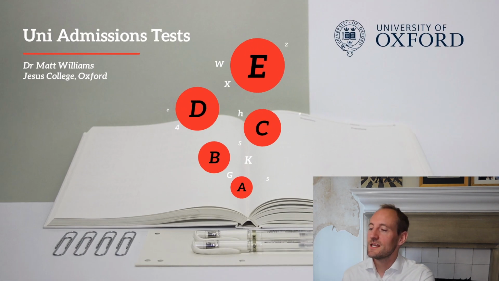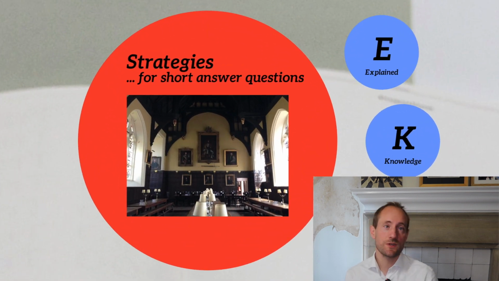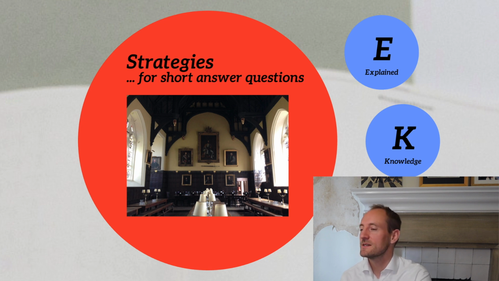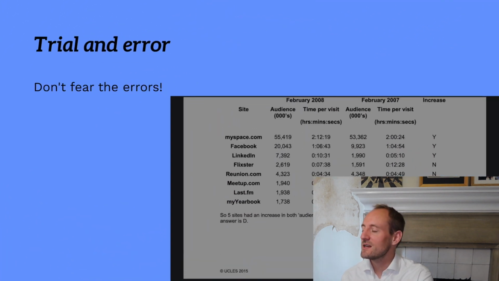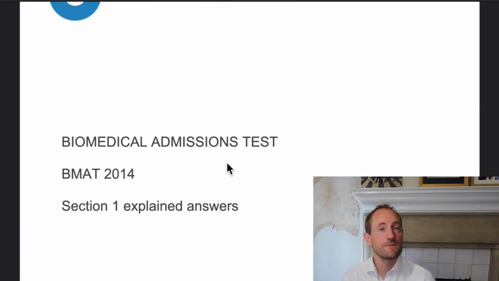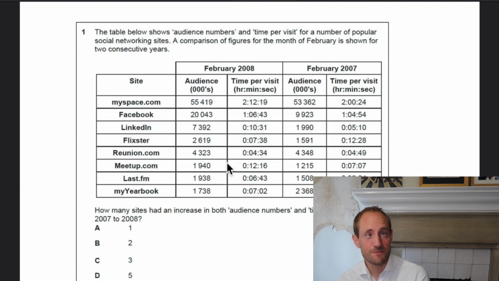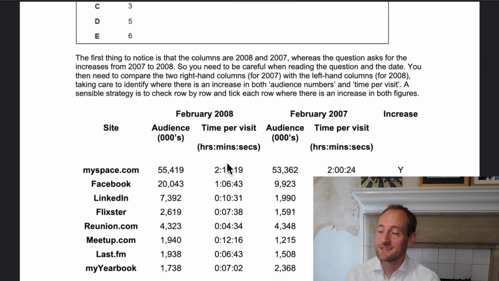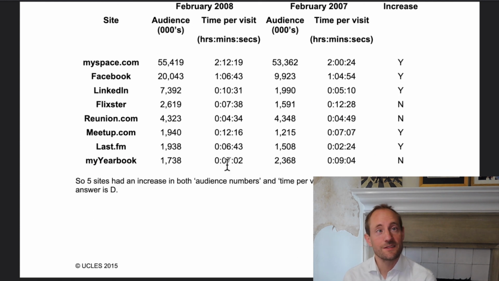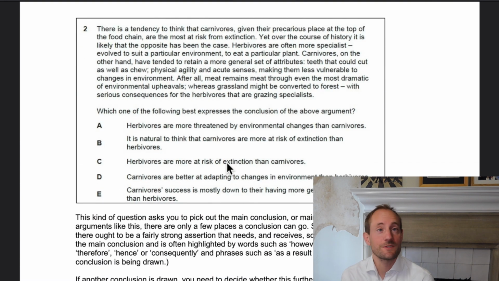Okay, so next up, what about some strategies for the shorter answer questions? So most of these admissions tests have short answer questions, so questions that are a relatively small number of marks where you might have to choose amongst multiple choices, or you might have to write in a short response to a question. Okay, so the first, and again, fairly obvious thing to do is to go and seek some walkthroughs, some explanations. This is an example from the BMAT, which is used for medicine and biomedical sciences, and it explains the correct answers and the incorrect answers to some of the questions. So going through all of those is a very good idea.